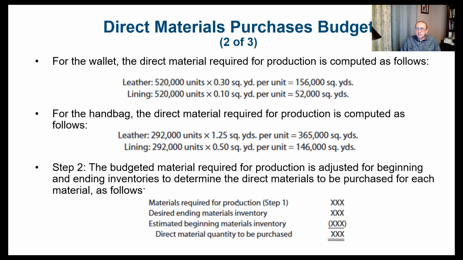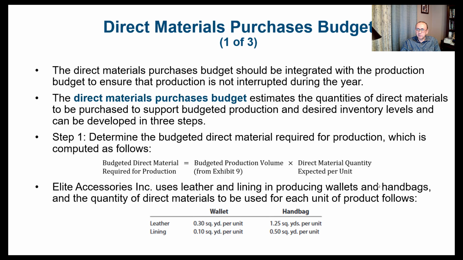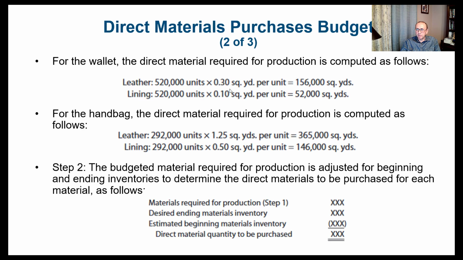So for the wallet, the direct material required for production is computed as follows. We get the number of units that we want to produce, which is 520 units. And let me go back to show you where we got this value from, which is the total units to be produced, the 520 here. That's for the wallets, and remember 292 for the handbags. So we take the 520 units multiplied by 0.30 square yards per unit, and that would be 156 square yards of leather. And for the lining, it's the same thing. For the 520 units multiplied by 0.10 square yards per unit, the total would be 52 square yards.